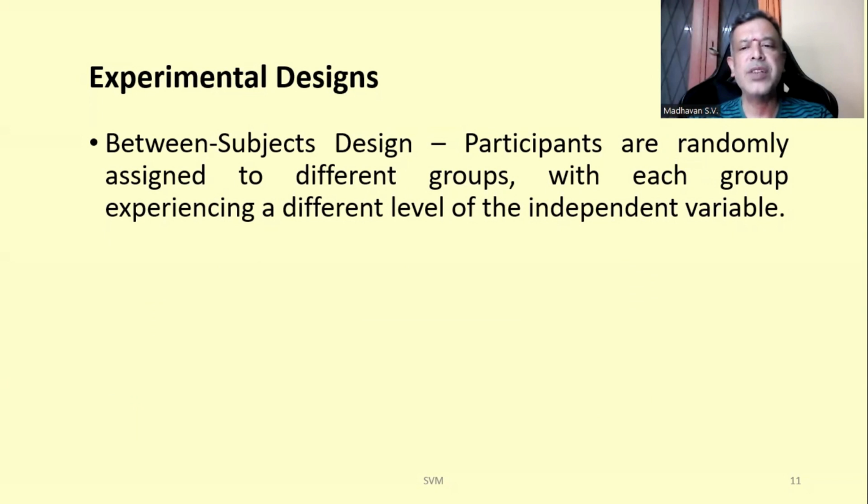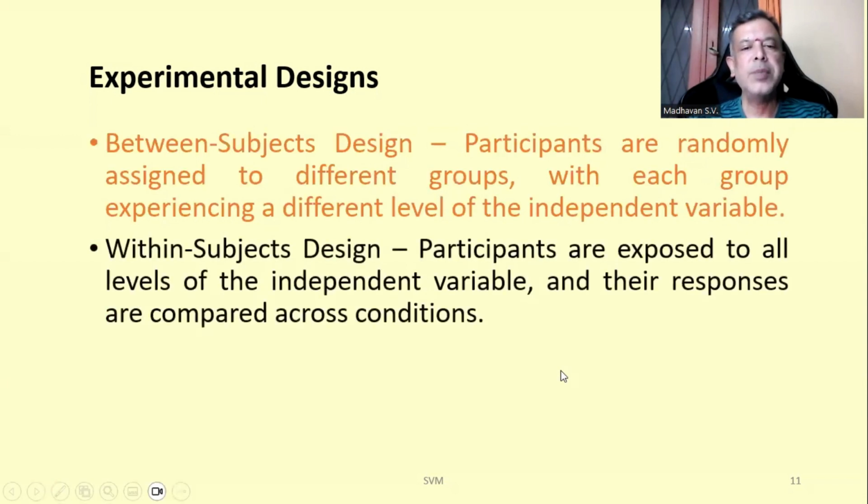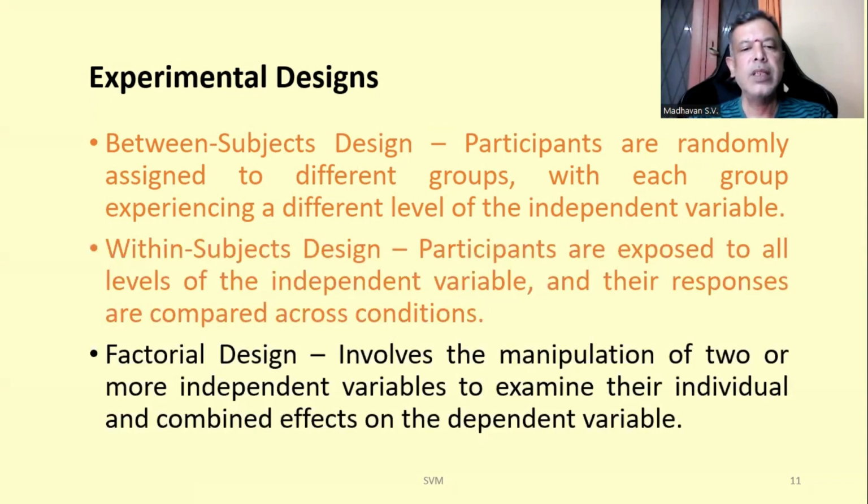One is between subjects design. Participants are randomly assigned to different groups, with each group experiencing a different level of the independent variable. Then within subjects design, participants are exposed to all levels of the independent variable and their responses are compared across conditions. Third is the factorial design, which involves the manipulation of two or more independent variables to examine their individual and combined effects on the dependent variable. Let us understand these three designs with some examples.